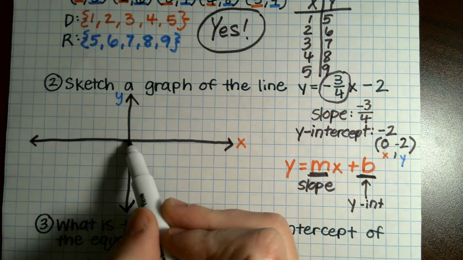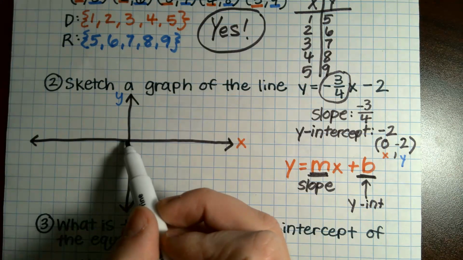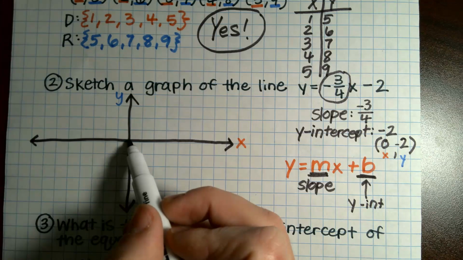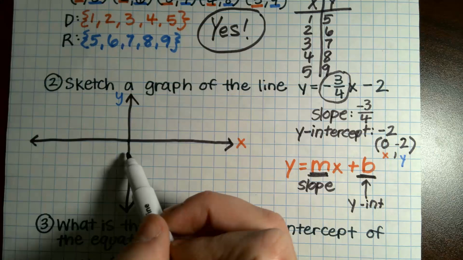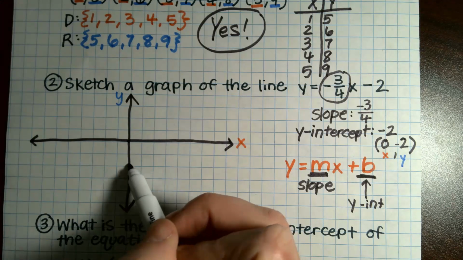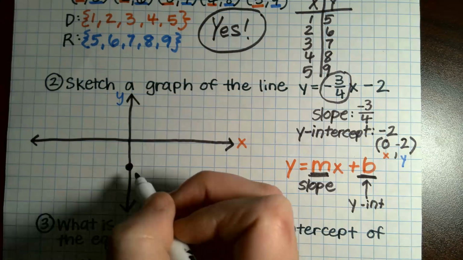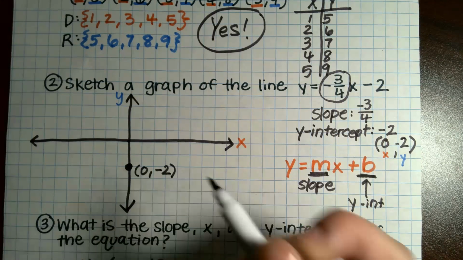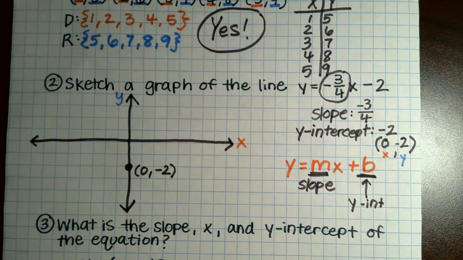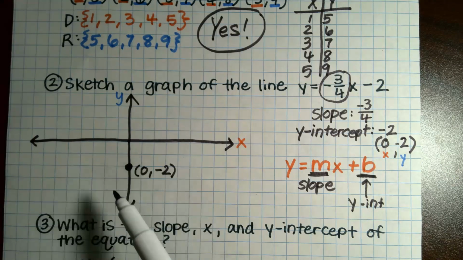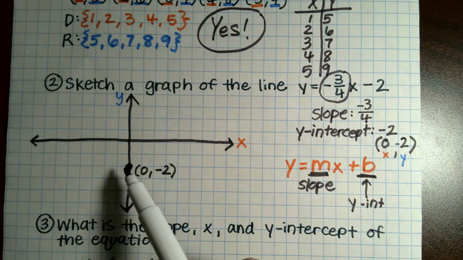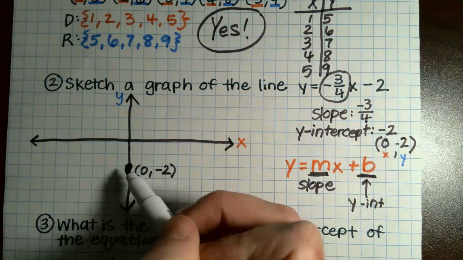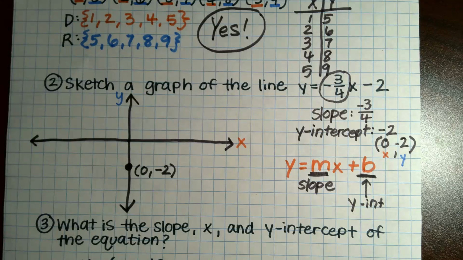In our x direction, we are not going to go anywhere because x is 0. And y, we're going to go -2. So we go -1, -2, right here. This is our y-intercept. So we're going to label it 0, -2. And remember, your y-intercept is just where your line is touching the y-axis. So your y-intercept must be touching the y-axis. It's got to be on the line, like that.